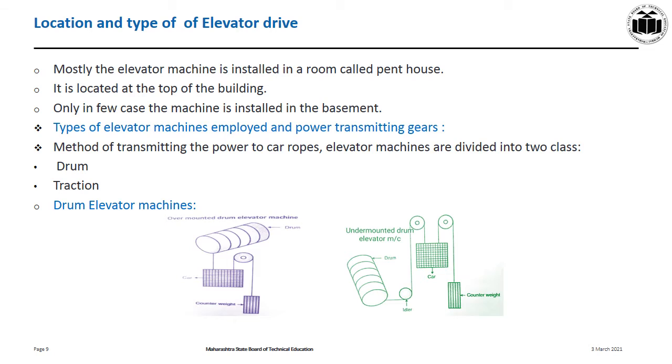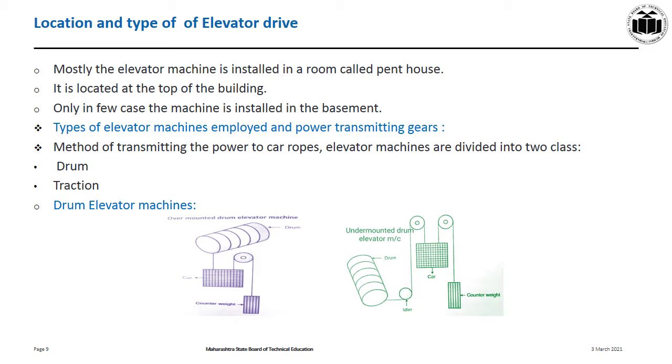It is about the operating mechanism installation, so the location and the type of electric drive. Mostly the elevator machine is installed in a room. This room is known as the penthouse, and generally it is at the top of a building, but in a few cases you may install it in the basement, though there are a few limitations.